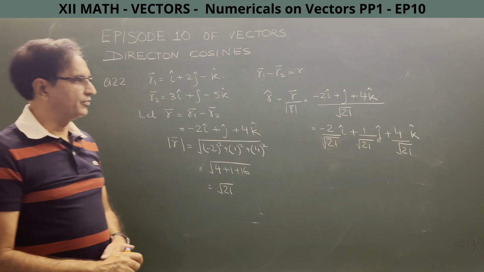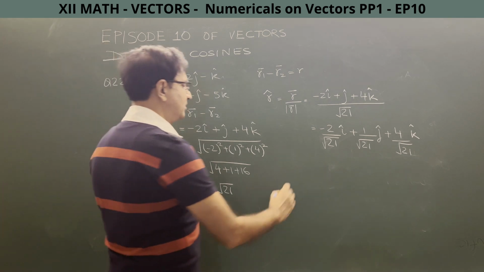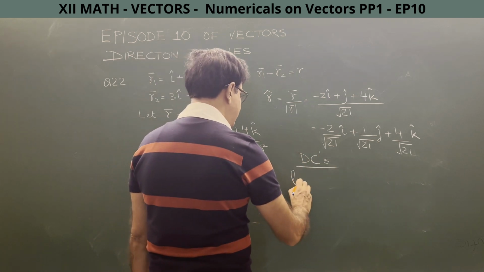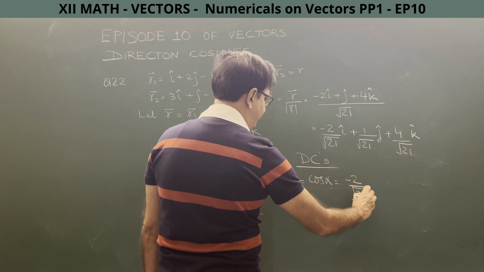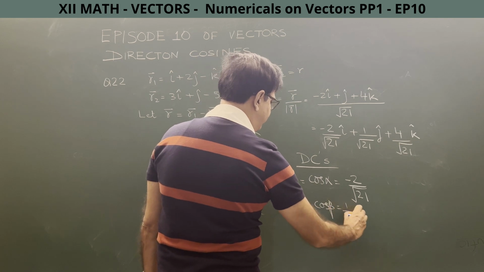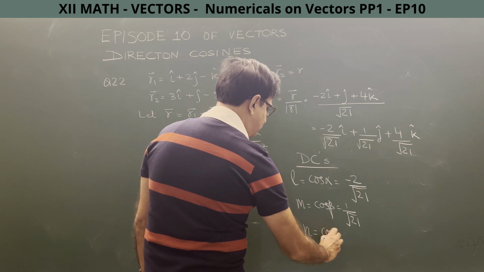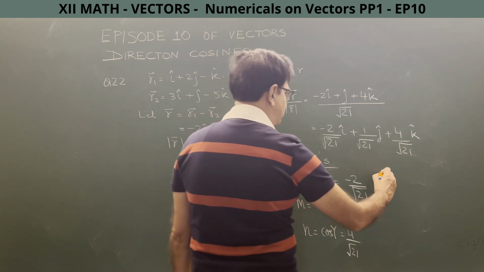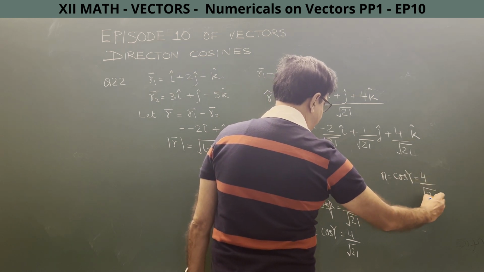Now take the coefficients of i, j and k of the unit vector and they are your direction cosines. So what are your direction cosines? We write direction cosines in short like that, DC. So first direction cosine, that is l, that is cos alpha, will be minus 2 by root 21. The second direction cosine m, that is cos beta, will be 1 by root 21. And the third direction cosine, that is n, that is cos gamma, will be 4 by root 21.